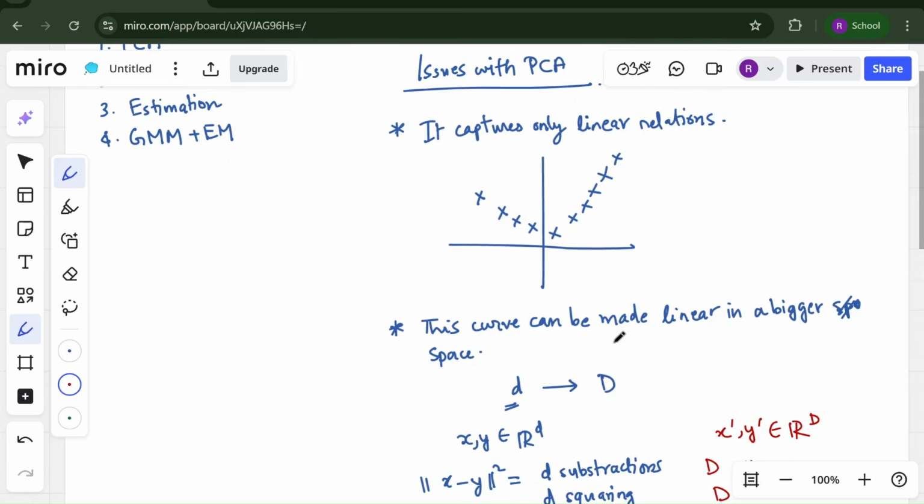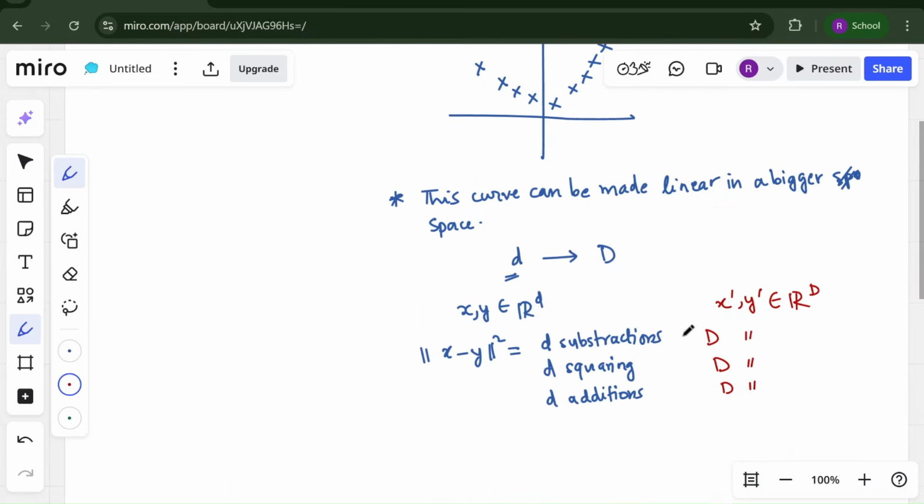Is the notion clear? Because capital D is bigger than d, right? So all of the operations become bigger. All right.